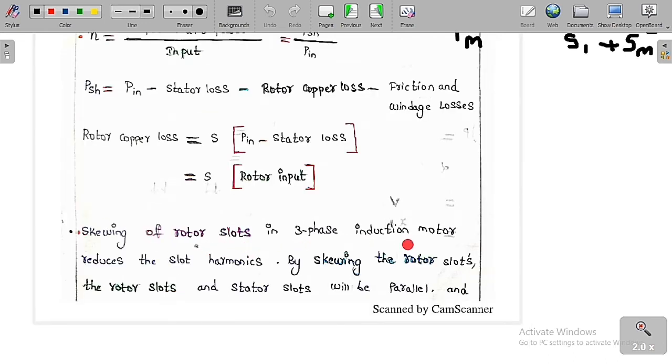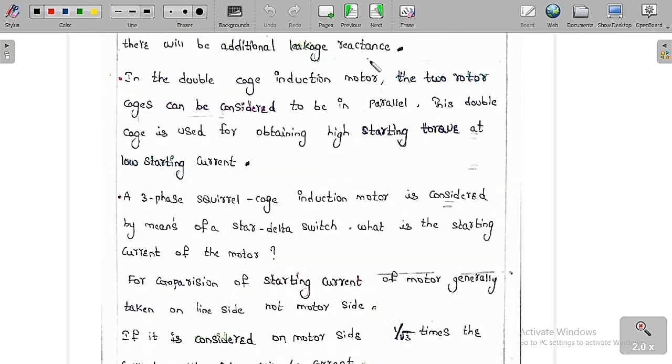Skewing of rotor slots in a three-phase induction motor reduces the slot harmonics. By skewing the rotor slots, the rotor slots and the stator slots will not be parallel, and there will be additional leakage reactance. So basically, if you skew the rotor slots in a three-phase induction motor, the slot harmonics are reduced, and there will be additional leakage reactance also.